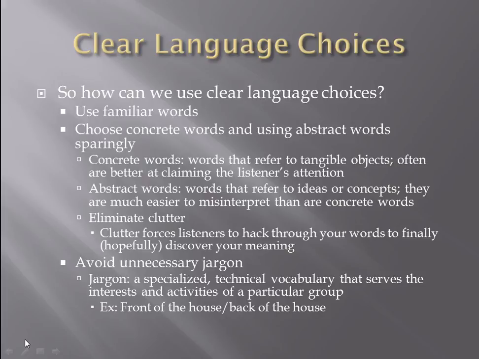We also want to work to choose concrete words and use abstract words sparingly. Concrete words, by definition, are just words that refer to tangible objects. They're often better at claiming the listener's attention. Abstract words are words that refer to ideas or concepts. They are much easier to misinterpret than concrete words, so we want to try to use concrete words instead of abstract words. We also want to eliminate clutter. Clutter forces listeners to hack through your words to finally, at least hopefully, discover your meaning. So we want to eliminate that clutter. Get to the point. Be concrete, be concise, and be accurate.